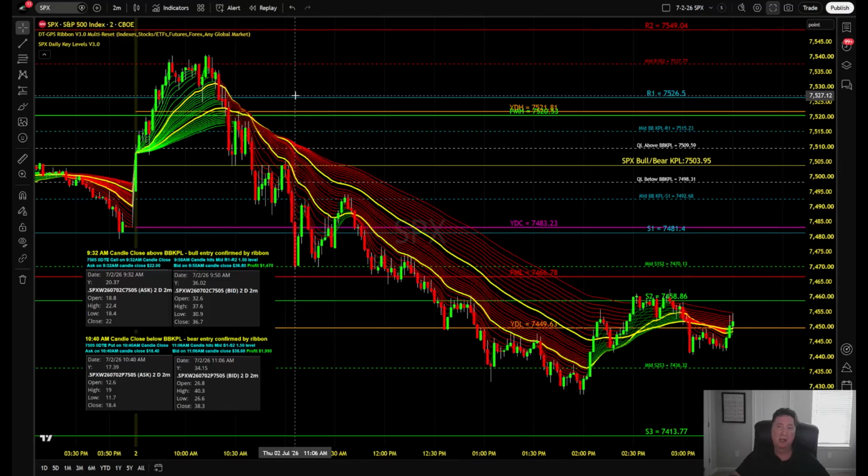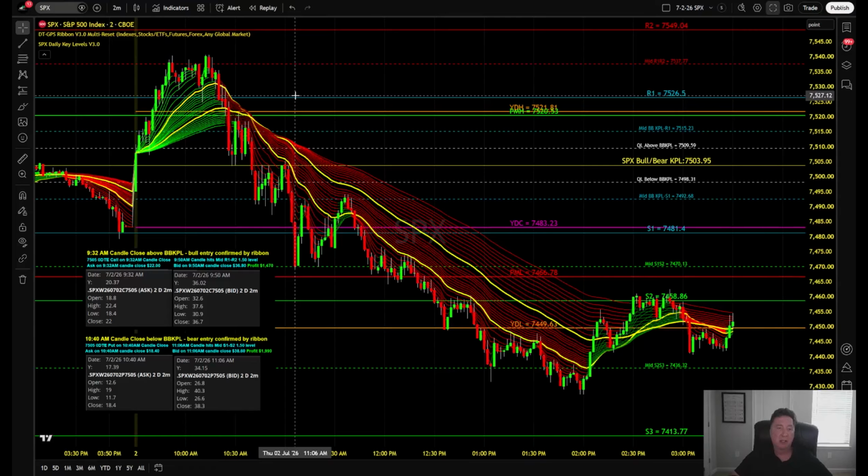The ribbon automatically adjusts to the chart time frame that you're on. So in that aspect of it, it compensates for the chart time frame and allows you to use either a 1 minute, 2 minute, 3 minute, or 5 minute effectively with this two-pronged system.